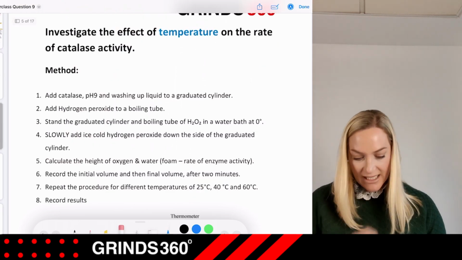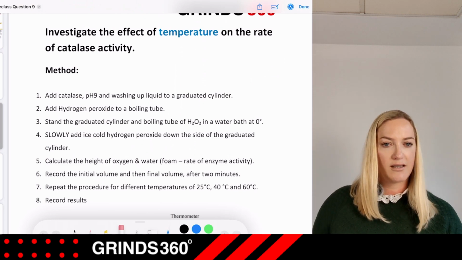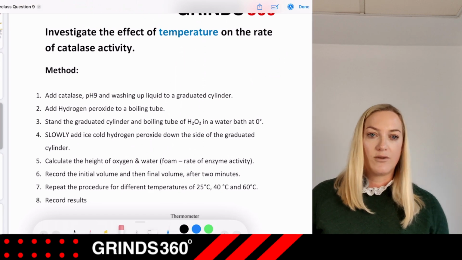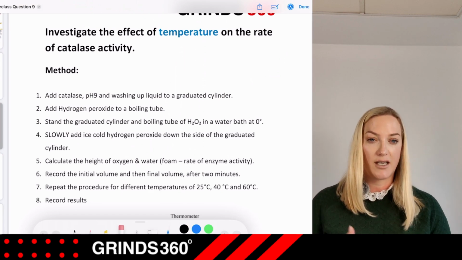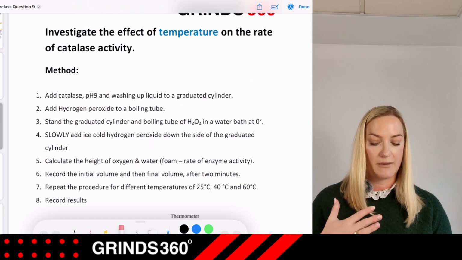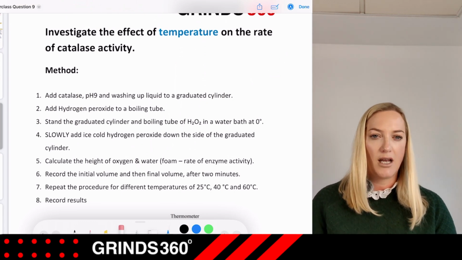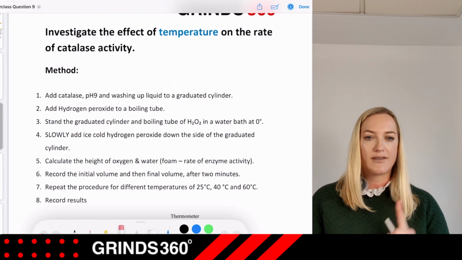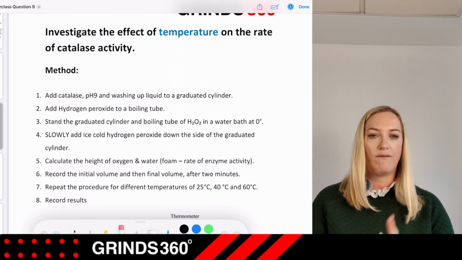Now, let's investigate the effect of temperature on the rate of enzyme activity. So in this one, we want to find out what the optimum temperature is for the enzyme catalase. And in this one, we already know what the optimum pH is, and that's pH 9, because we've done the previous experiment. So the same things that I would write here. What's your enzyme? It's catalase. What's the source of your enzyme? It's celery. What's your substrate? It's hydrogen peroxide. What's your product? Oxygen and water, visible as foam.